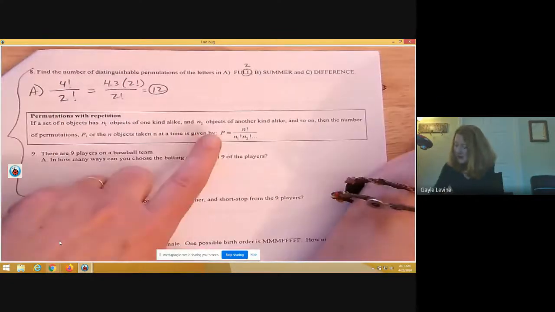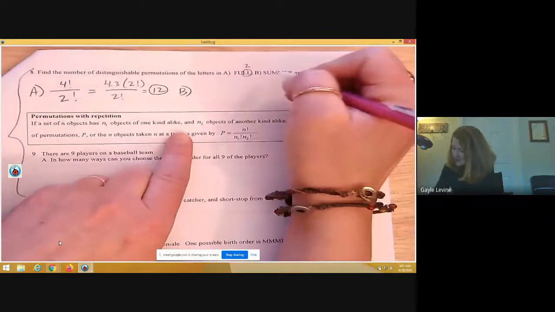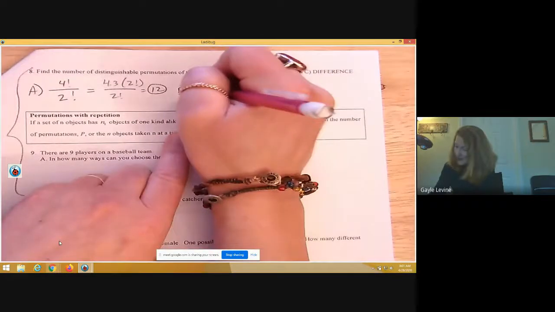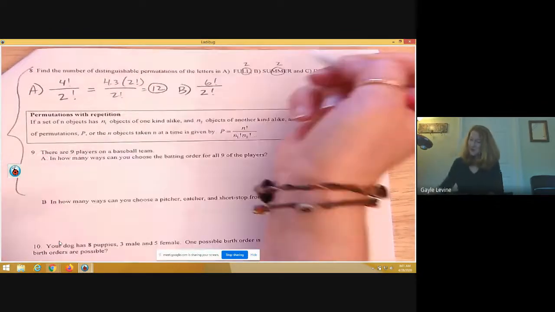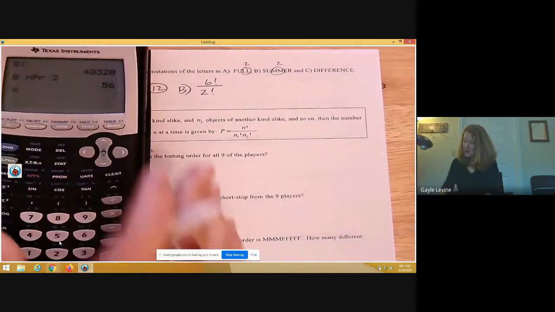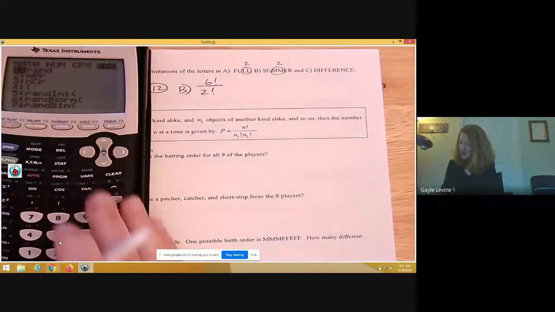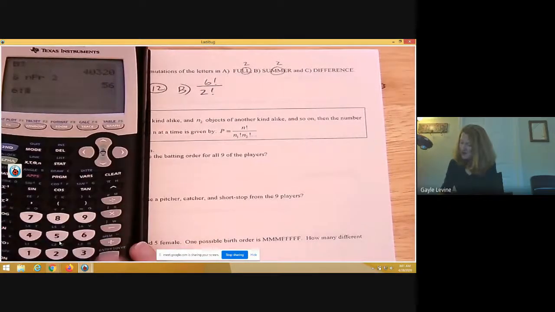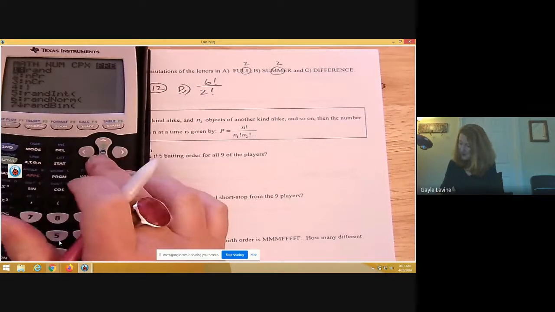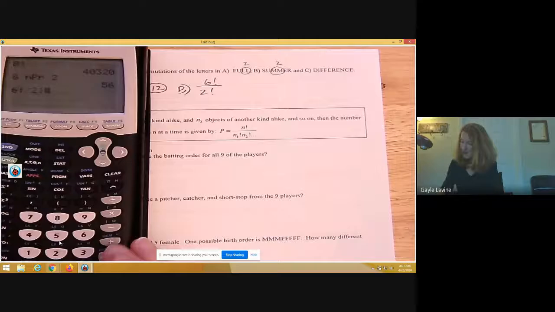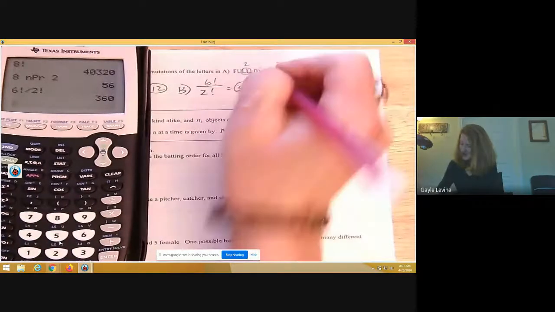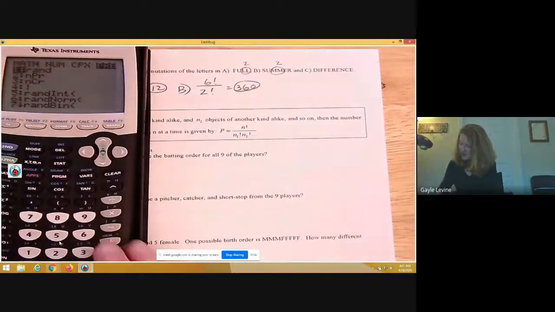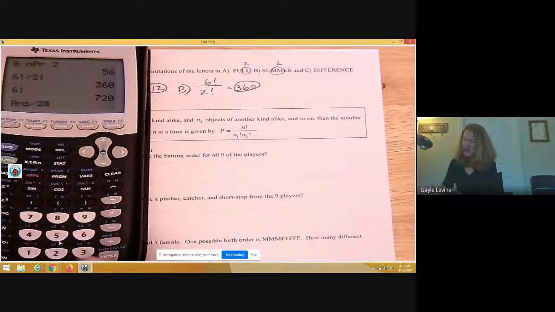"Summer" is a 6-letter word and M is repeated twice. So now we're going to divide by 2 factorial. Let me show you how you do this one on the calculator. You would do 6 factorial and then divide by 2 factorial, which is just going to be 2. If you can recognize that, it might be quicker than putting in the 2 factorial. You're going to get 360. So if I've done 6 factorial, I could just take that and divide by 2.